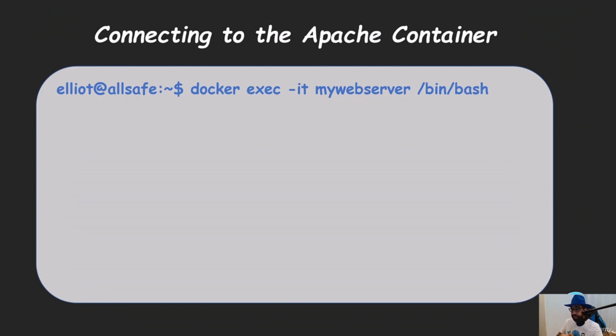Hello everyone, in this video I'll show you how to connect to your Apache container that you have just created, and you already know how to do that. To connect to your Apache container, we will use the docker exec command. So docker exec followed by the -it option for interactive terminal, followed by your container name or container ID, and then finally the type of shell you are connecting with, bash. So let's do it.